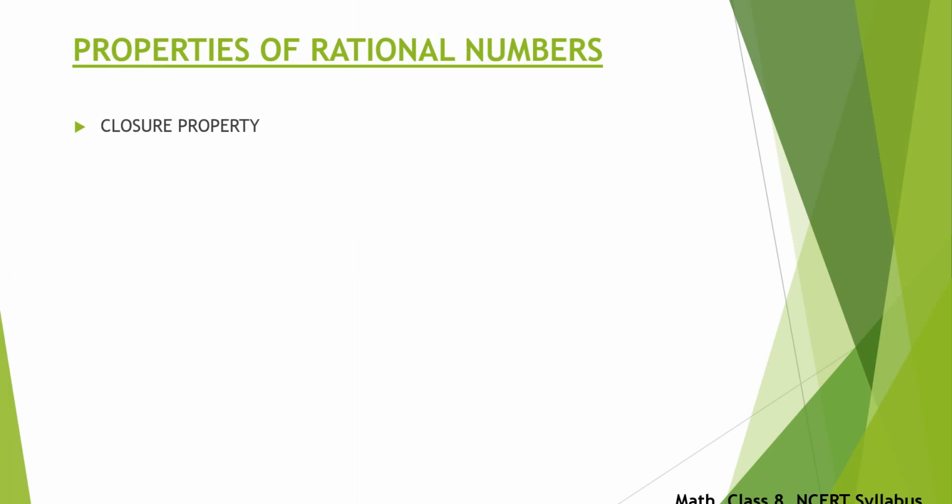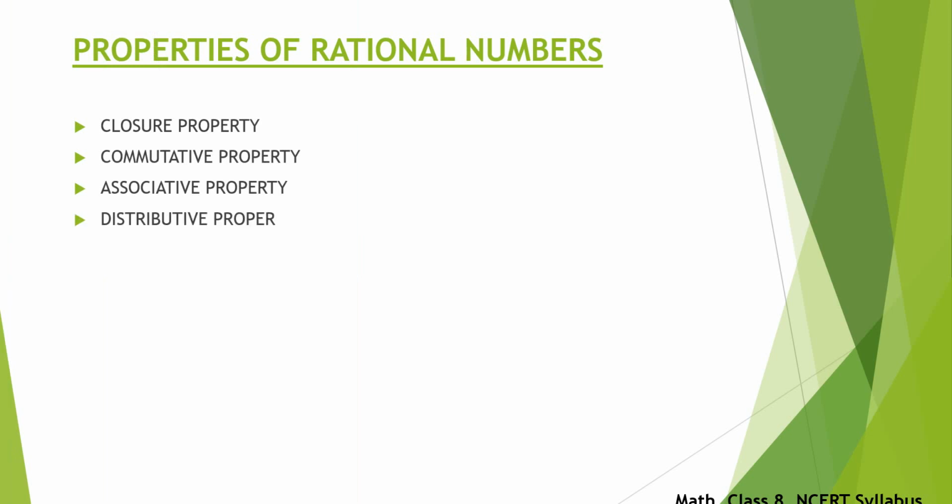Now, since we are talking about numbers, we will talk about the properties which these rational numbers follow. So there are certain properties which are as follows: closure property, commutative property, associative property, distributive property, inverse, and identity. So we will be studying about these properties in detail now.